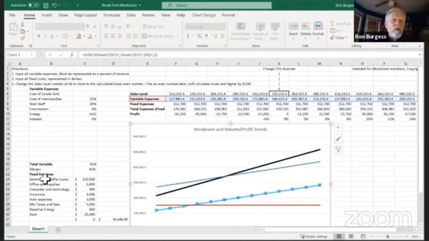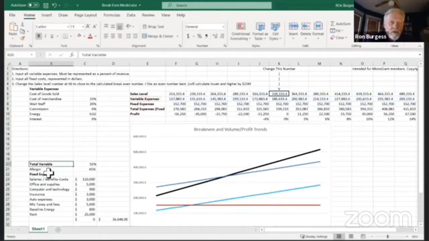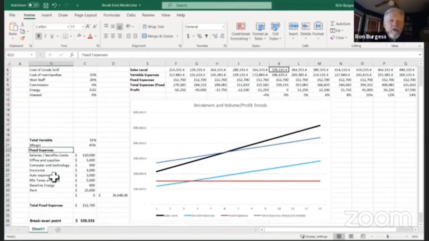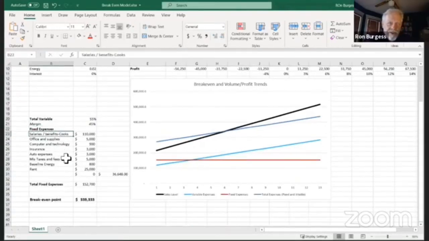And then we go down over here to the fixed expenses. And you can see we've got salaries and benefits and cooks. These are people who you have to have a cook available, at least one, all the time, and probably more than one. And so you've got a few salaries, that's a fixed expense. You've got miscellaneous office supplies, computer, technology, insurance.